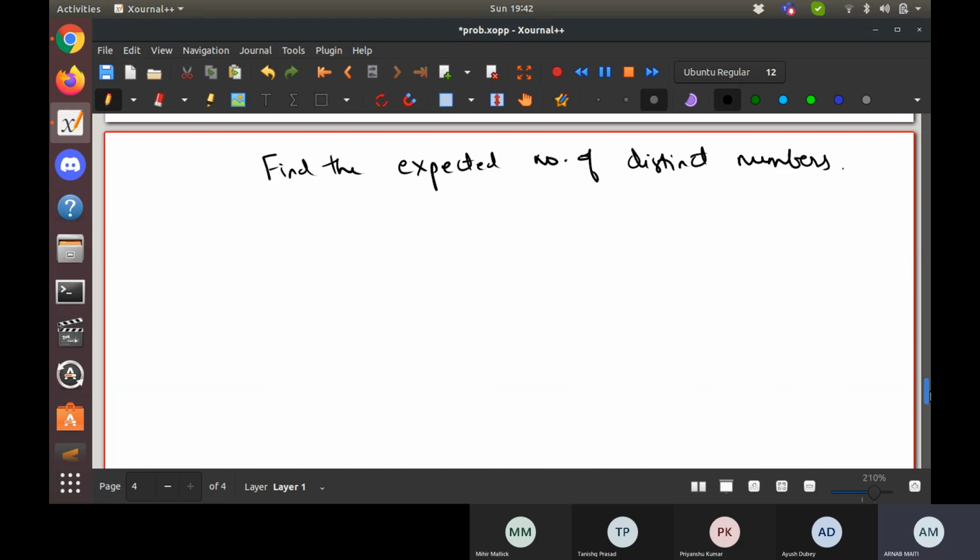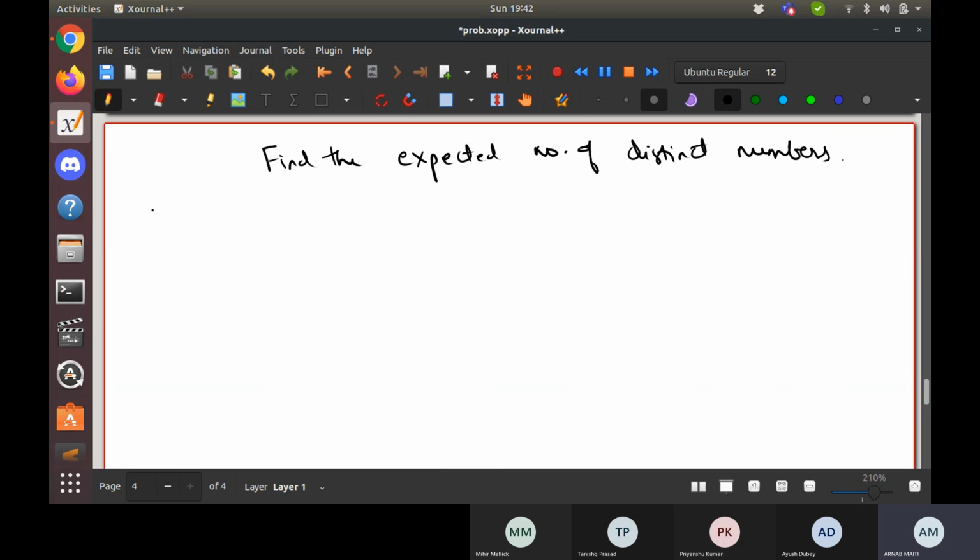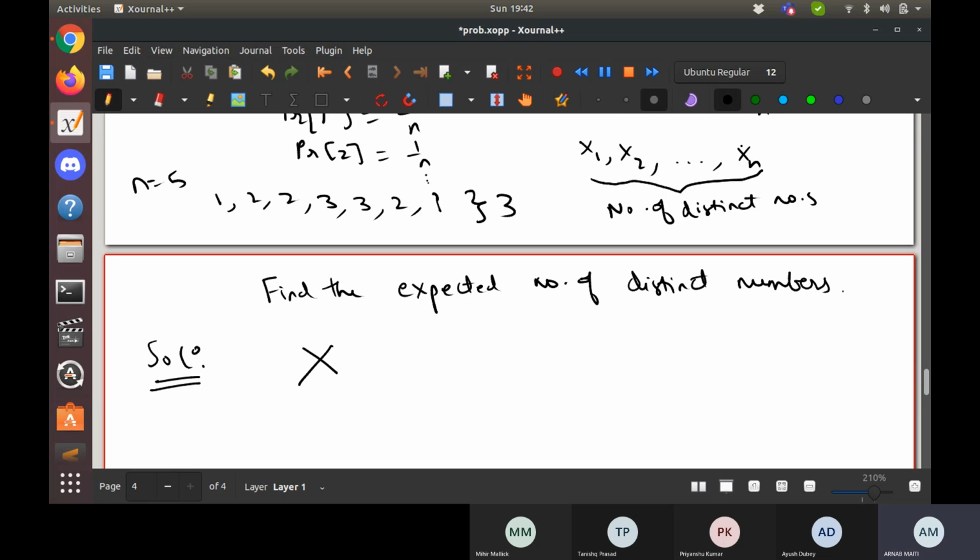Okay, so this question, we'll solve it together. Let's solve it together. So, at least, could someone come up with any kind of equation? Let us say we denote the total number of distinct numbers or values which we'll see. Distinct values, yeah, that would be better. Number of distinct values.